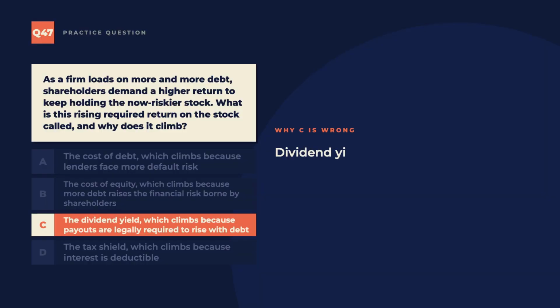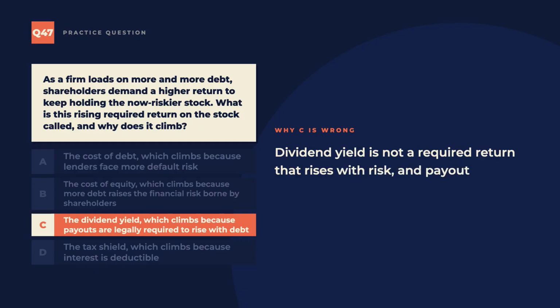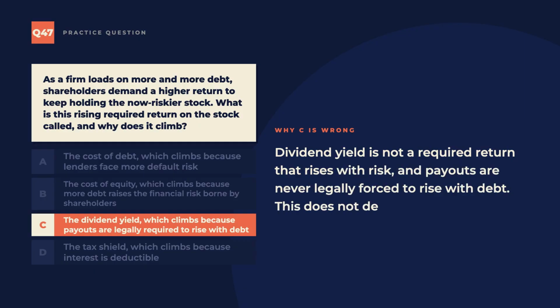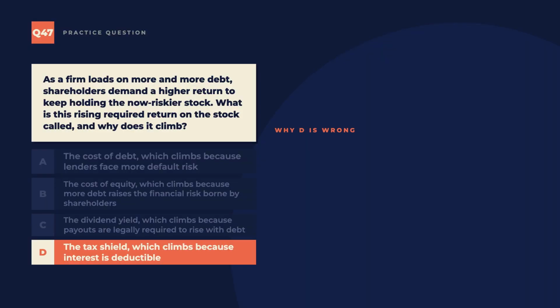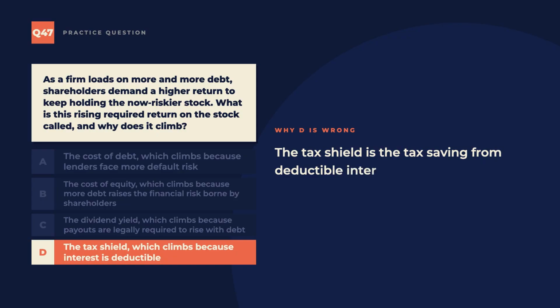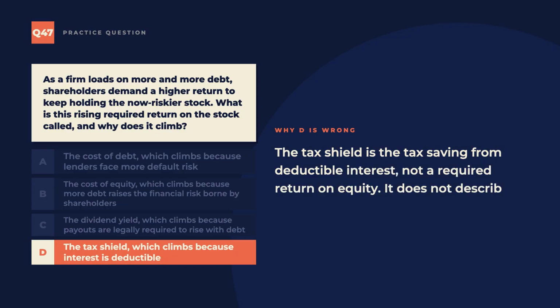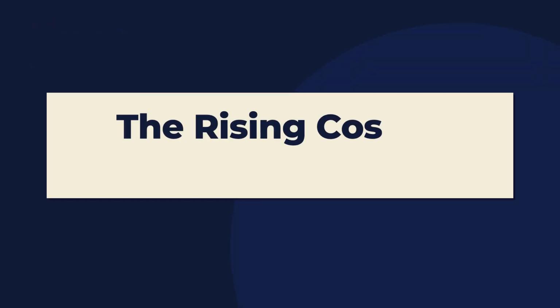C is wrong because dividend yield is not a required return that rises with risk, and payouts are never legally forced to rise with debt. This does not describe the effect. D is wrong because the tax shield is the tax saving from deductible interest, not a required return on equity. It does not describe what shareholders demand.